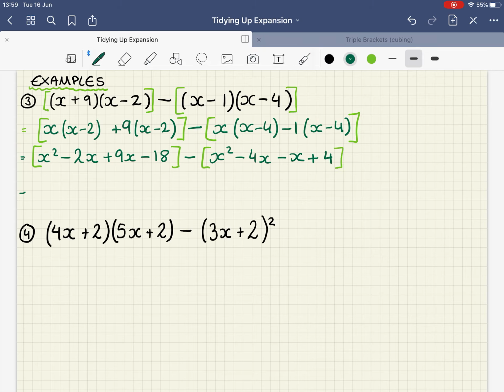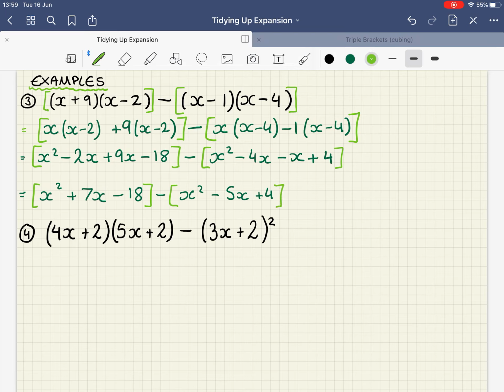Going to neaten it up. Write it down a little bit lower just so we have a bit more space. So minus 2x plus 9x, that's going to give me 7x. Then on our next one, I've got minus 4x, take away x, that's going to give me minus 5x.